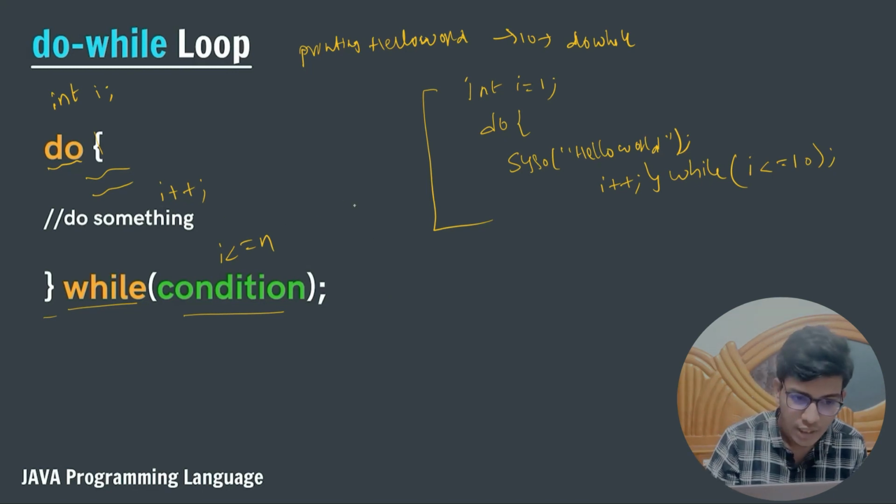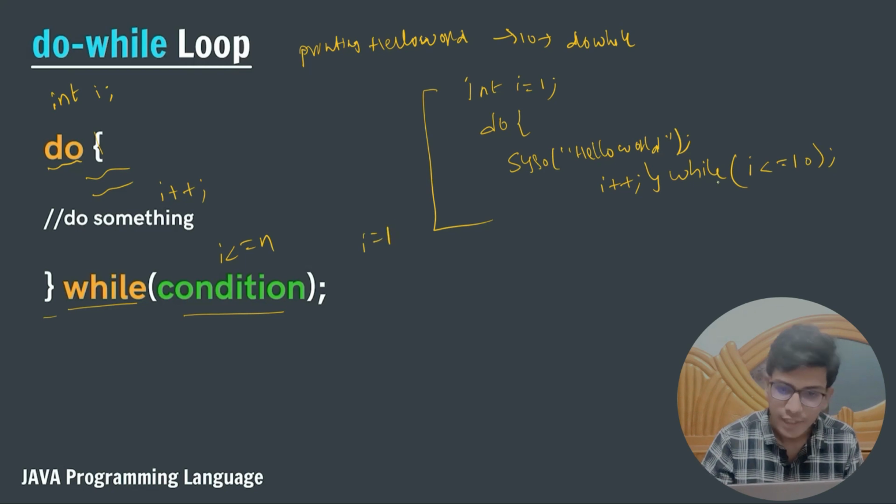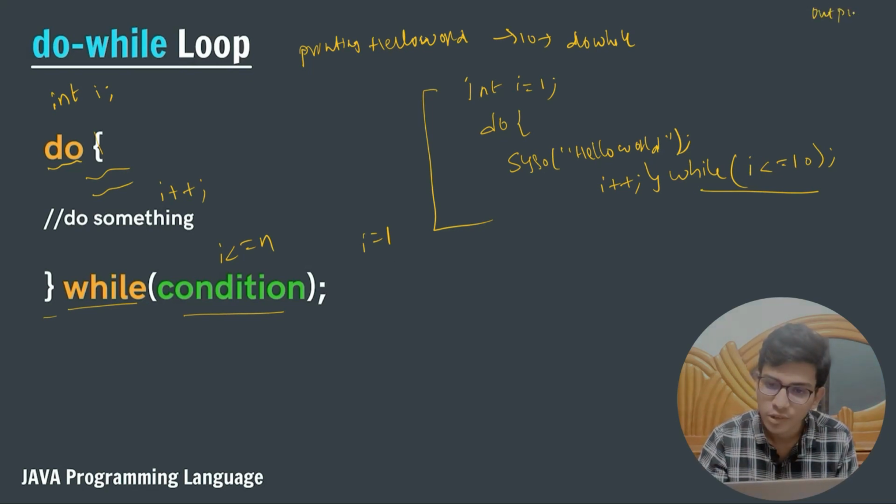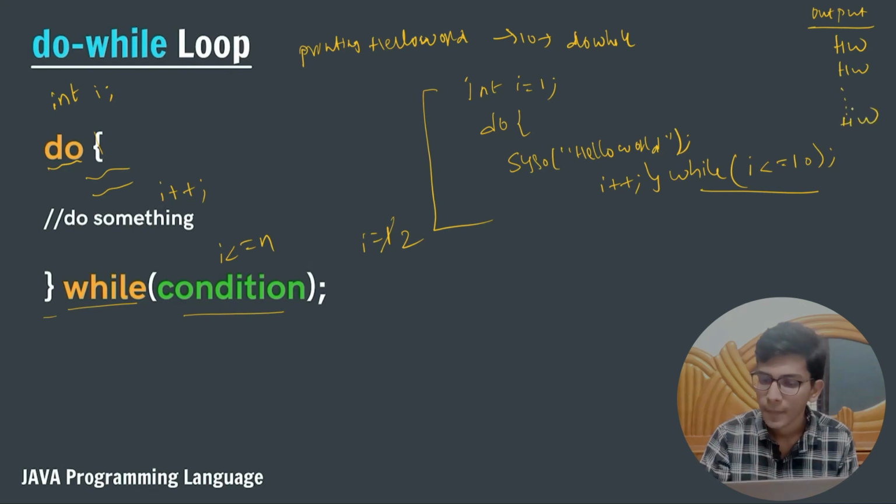So initially I is equals to 1, right? The condition will be checked here in the while keyword. The condition is true, so we'll print this. Let us consider this is our output screen. We'll print hello world here. After that, we'll increment I, and again the condition is true. This looping and iteration will continue until the value of I becomes 11. So we have printed hello world 10 times.